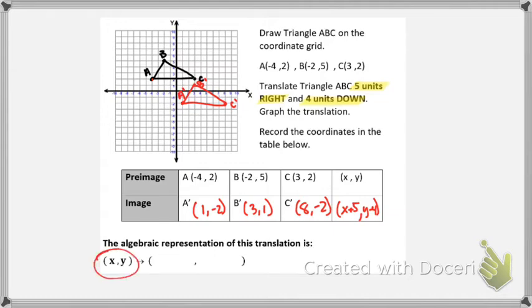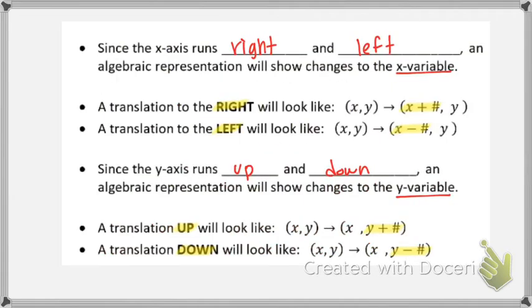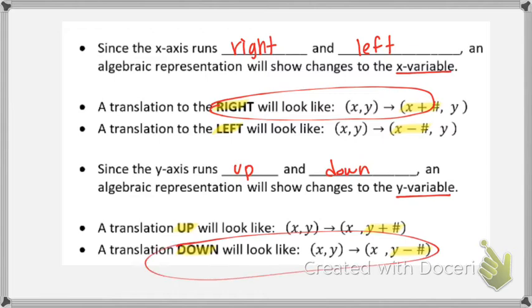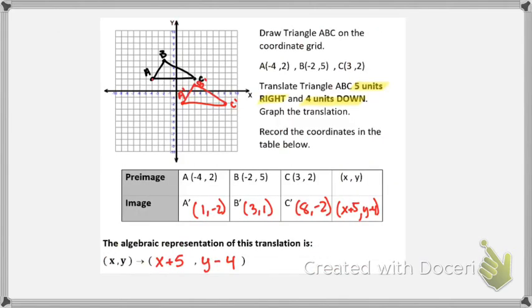Okay, we have our regular (x, y) because we always need to start with a regular (x, y). We have our arrow, then we have (x plus 5, y minus 4). There we go. Okay, and if we look back in our notes, it does say if we go to the right, we're going to add to our x's, and if we go down, we're going to subtract on our y, and that's what we did here. We added 5 on our x's, and we subtracted 4 on our y.